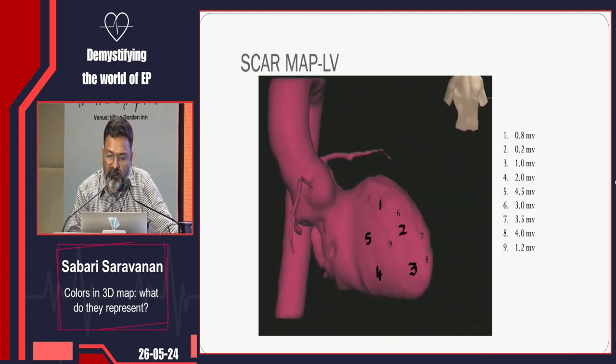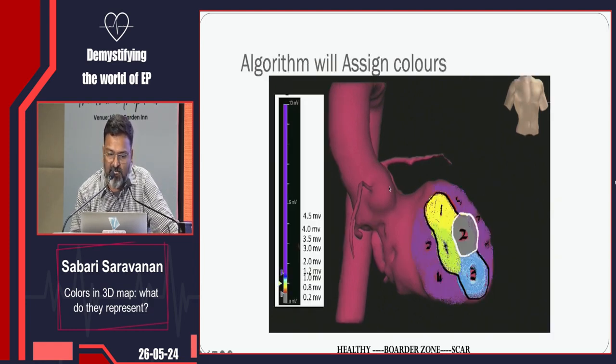The scar map is nothing but the same thing. You move the catheter to multiple locations, and the system records the voltages in these particular locations, and the system assigns a color for that. In the scar map, the voltages are measured in the millivolt range.